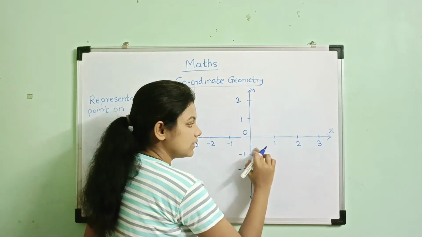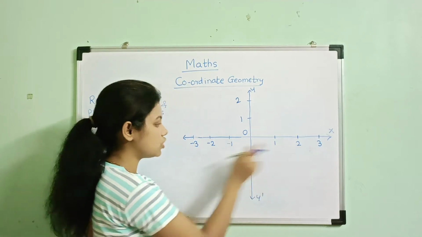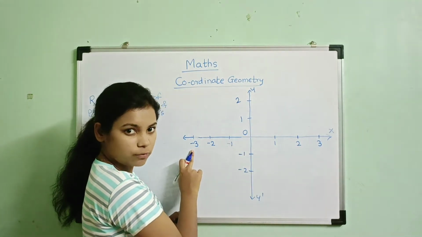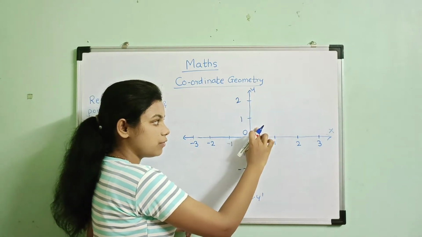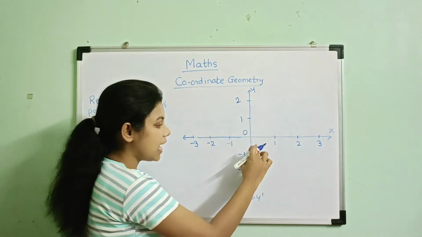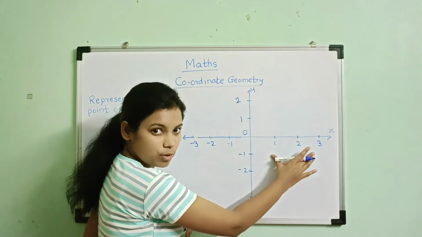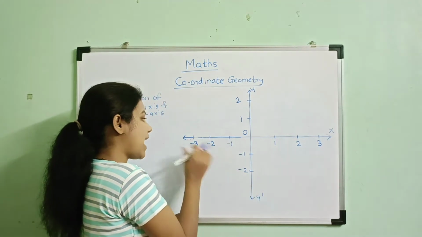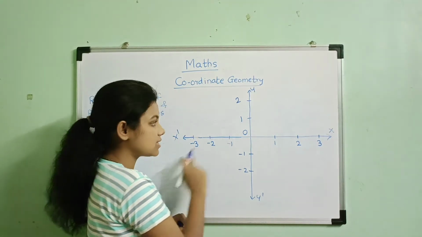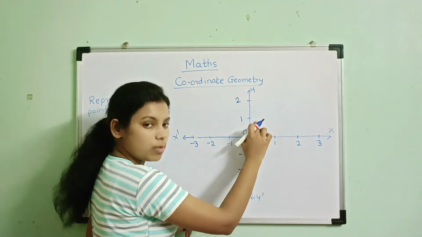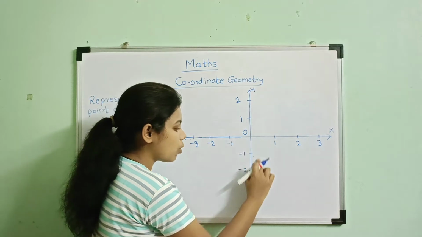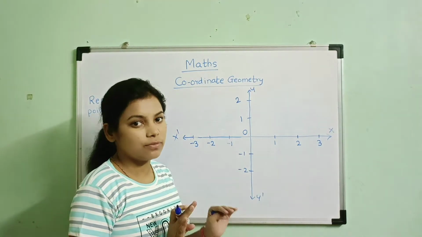There are positive values on the right hand side of the origin, negative values on the left hand side of the origin. Similarly, positive values above the origin and negative values below the origin. Simply, OX is called the positive x-axis, OX dash is called the negative x-axis, this OY is called the positive y-axis, and this OY dash is called the negative y-axis.